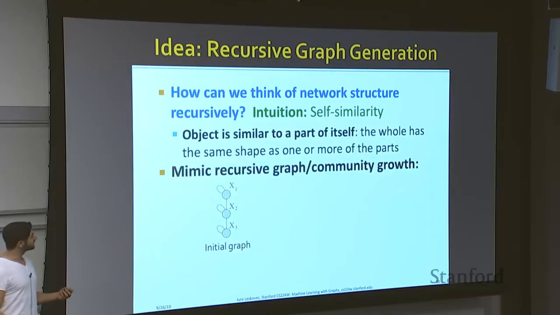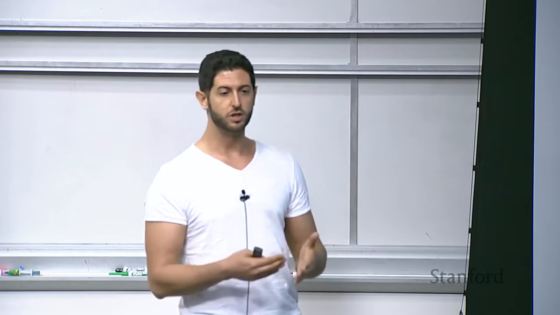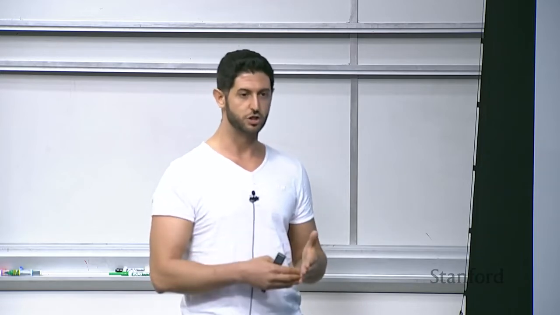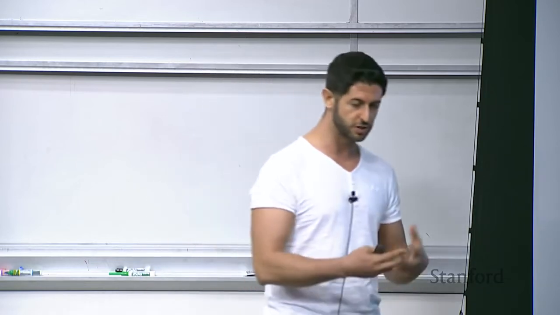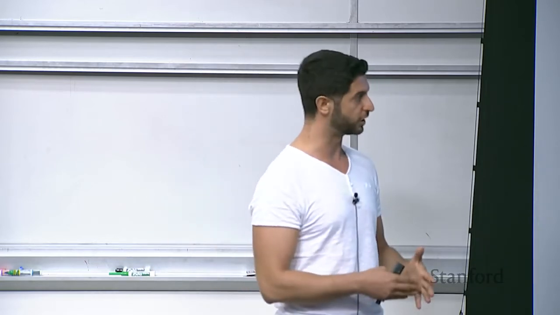Now, what is the key idea behind it? What we want to do is generate this network structure recursively, okay? And the intuition is the self-similarity one. So think about a big social network. The way in which people establish friendships in different countries is pretty much the same. Similar culture, similar ways to establish friendships.